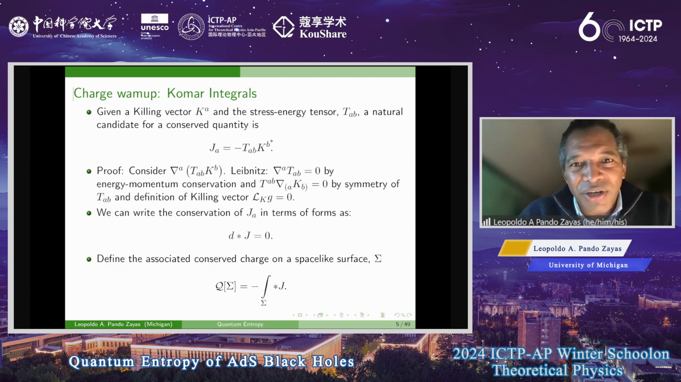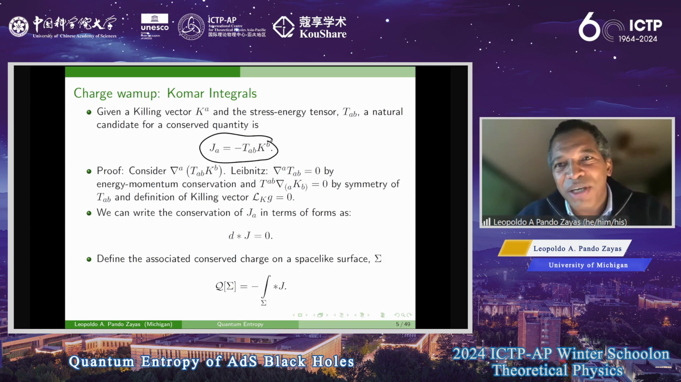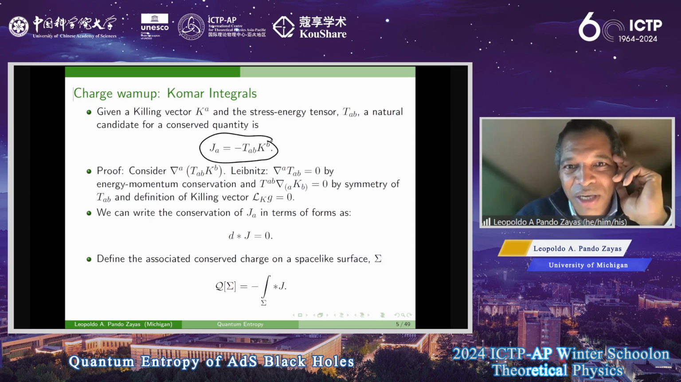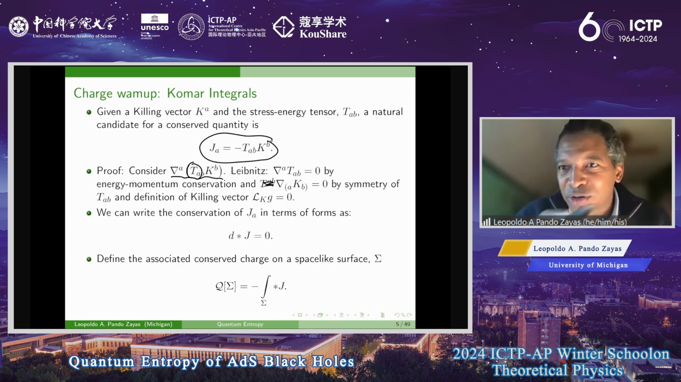If you consider a current given by this expression, where T_ab is the stress energy tensor and K^b is a Killing vector, this quantity is conserved. If I act with a covariant derivative on that quantity and apply Leibniz, first it will hit the stress energy tensor, and this is zero by conservation of energy momentum. The Killing vector, given that it is symmetric, also gives zero. So this quantity is conserved, and if you give me a Killing vector, I construct a conserved quantity, and from that conserved quantity, I can construct a charge following this expression.